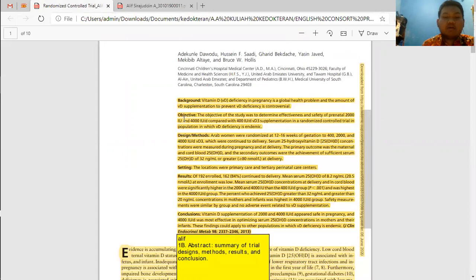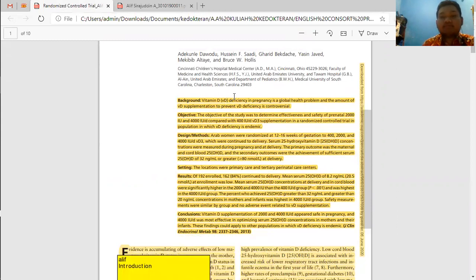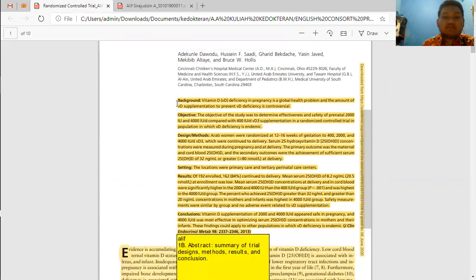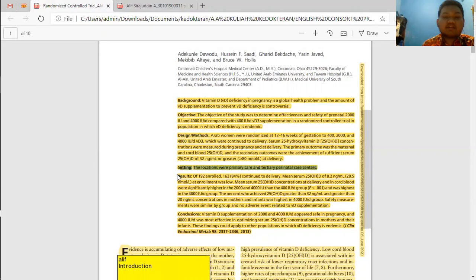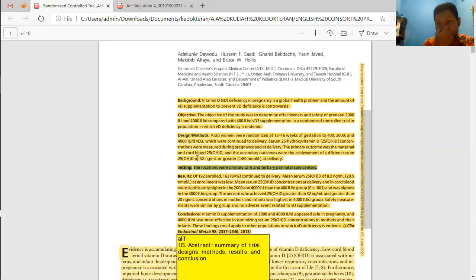And then 1B is the abstract. This is the abstract. So the abstract is a structured summary of the trial design, methods, results and conclusion. So you can see there's a background, the objective, and the design, setting and the result. It's like a summary of this journal.